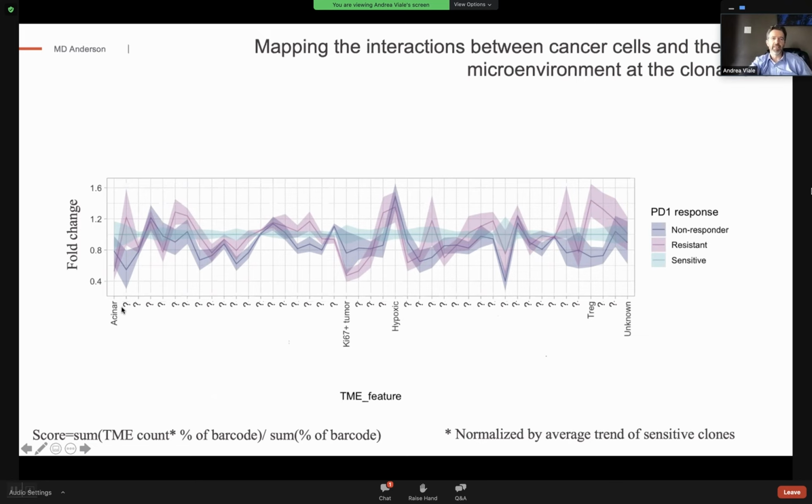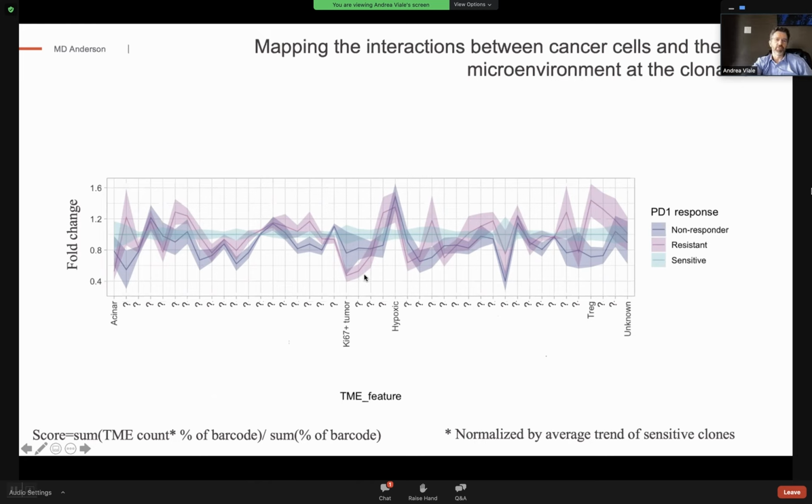But you can clearly see here we are evaluating the association. You can clearly see that, and this is normalized on the sensitive clones, the peaks above 1 are indicating that those specific regions with specific features are populated by non-responder or resistant clones. You can clearly see that we see a peak in hypoxic regions, we see a peak in regions that are populated by Treg.